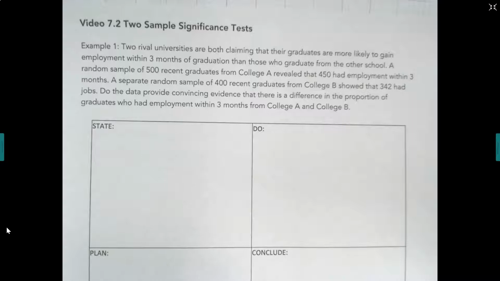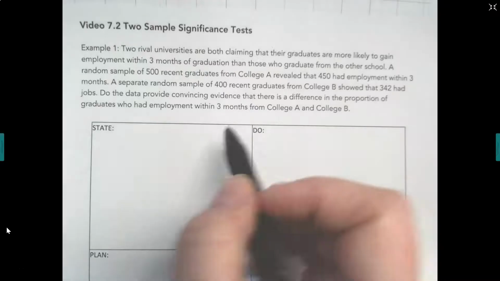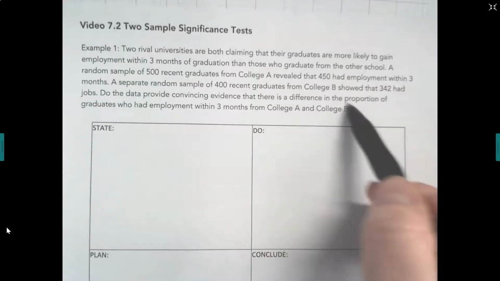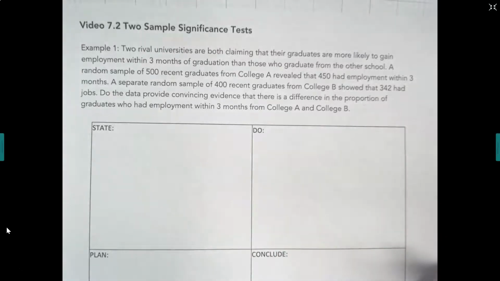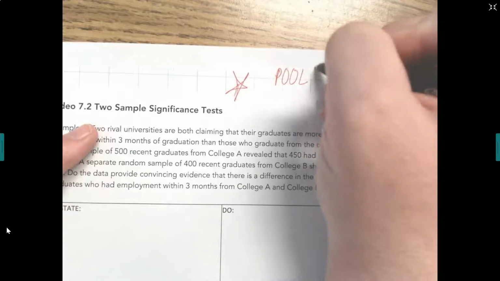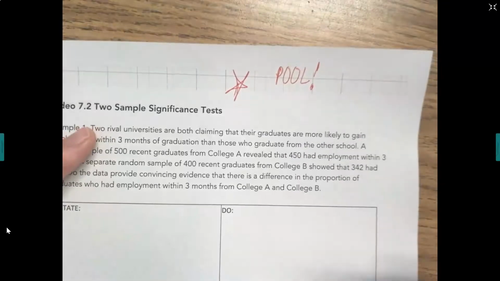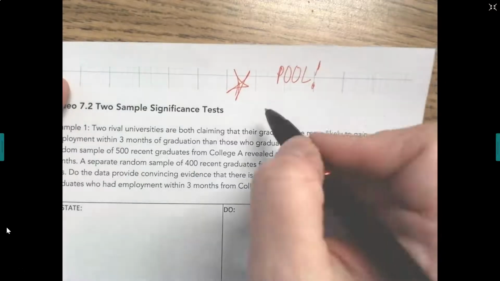All right, so we have a lot of information going on here. We know it's a proportion because it asks for a difference in proportion here. Do the data provide convincing evidence? Says this is a significance test. So this is a significance test for difference in proportions. That is something we have to remember. This is very important here. You must pool when you have a difference in proportions. For significance tests only, it's special.